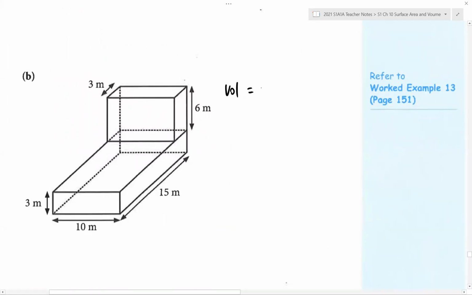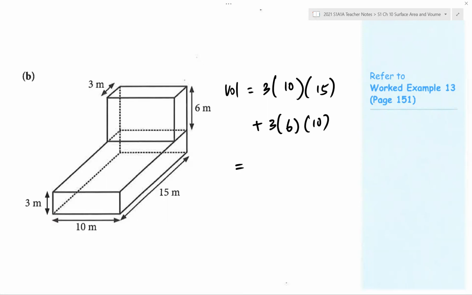Okay, I do it. 3, 10, 15. This is the volume of the cuboid at the bottom. We still need to add the volume of the cuboid on the top. Plus 3, 6, and 10. So we have 630 cubic meters.